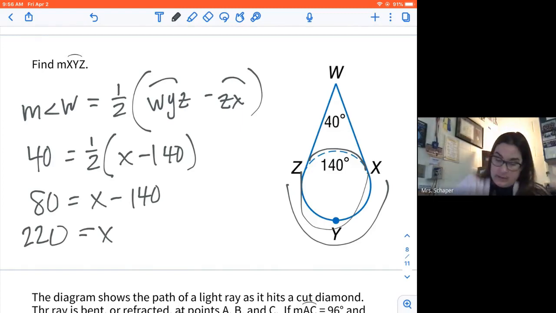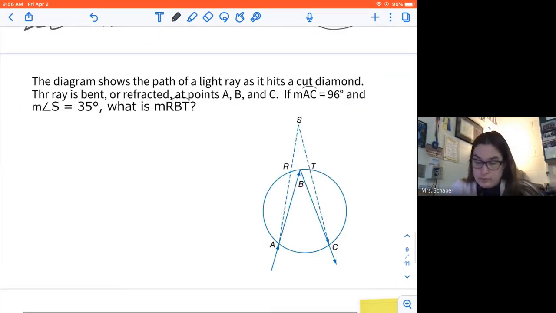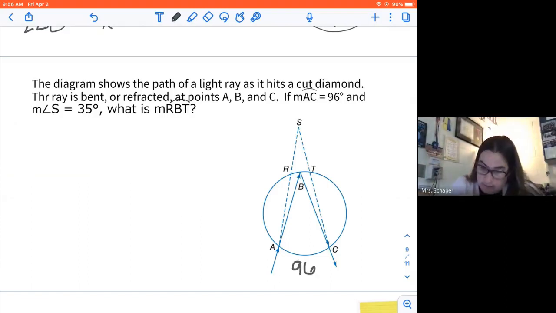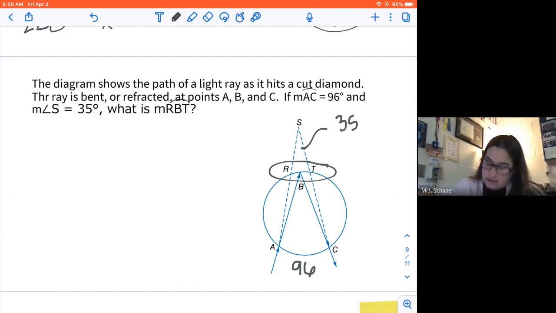All right. Here we go. This diagram shows the path of light as it cuts a diamond. If the ray is bent or refracted at points A, B, and C, the measurement of angle C is 96. The measurement of angle S is 35. What is the measurement of RBT? So what is the measurement of that part right there?